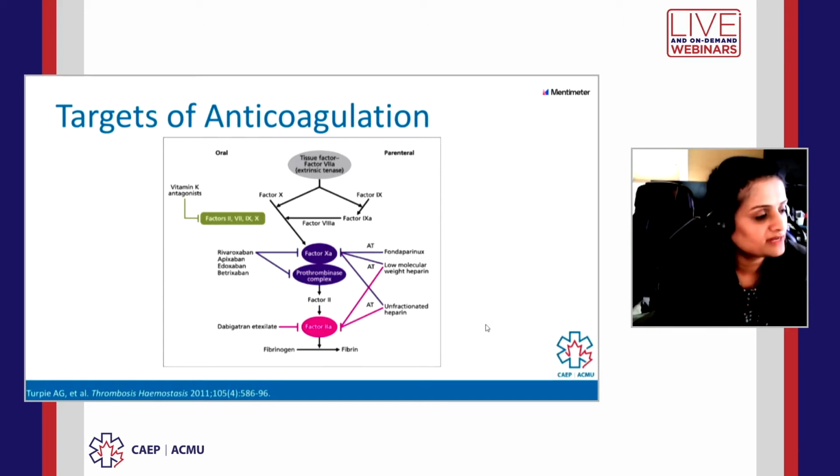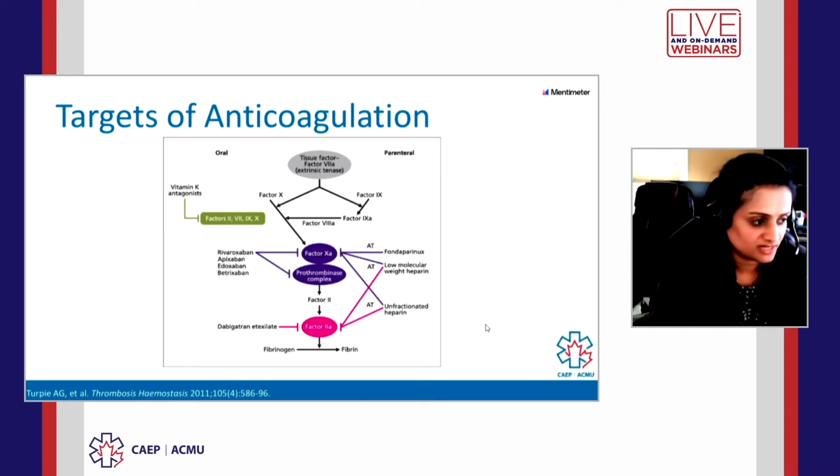If we were to go back and talk about vitamin K antagonists, these target the vitamin K dependent factors, which are factor 2, factor 7, factor 9, and factor 10, and that's inhibited by your warfarin. That's where they exert their major anticoagulant effect. Then when it comes to fondaparinux and low molecular weight heparin, as you can see, they mainly target factor 10A through antithrombin. And the unfractionated heparin also targets factor 2A.